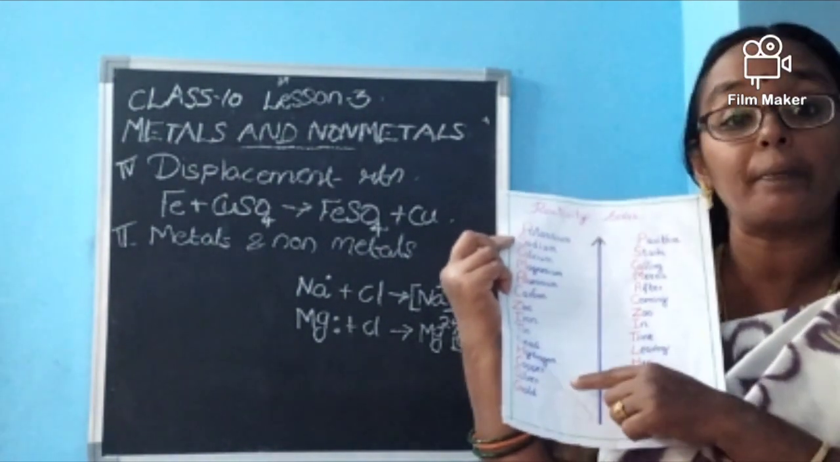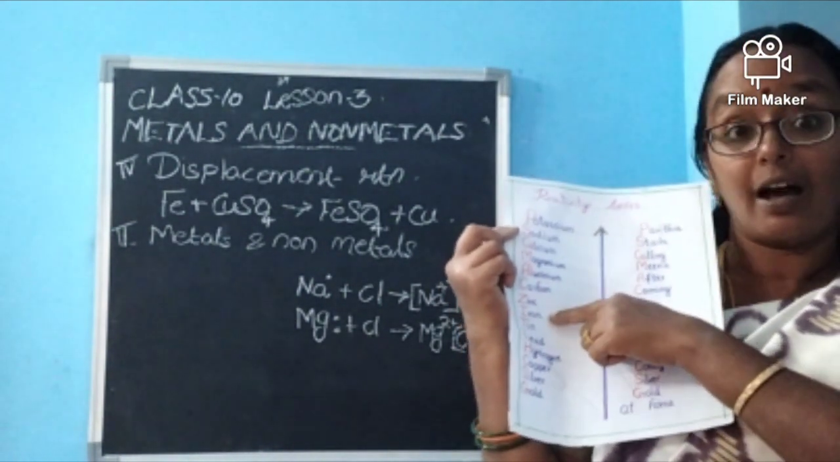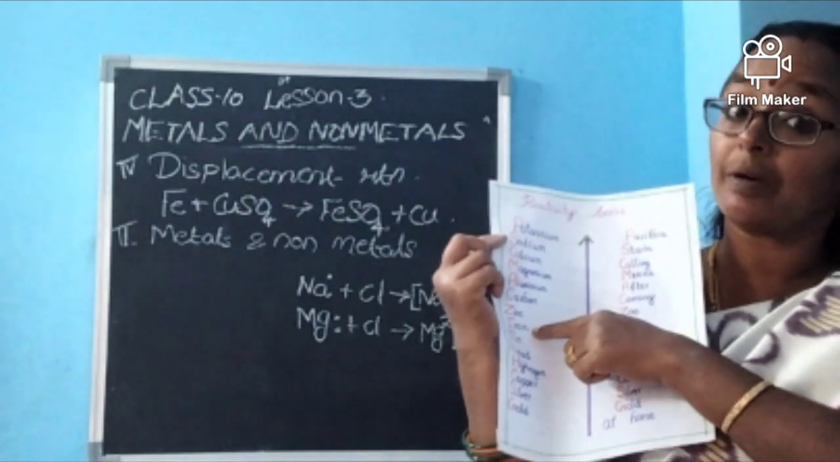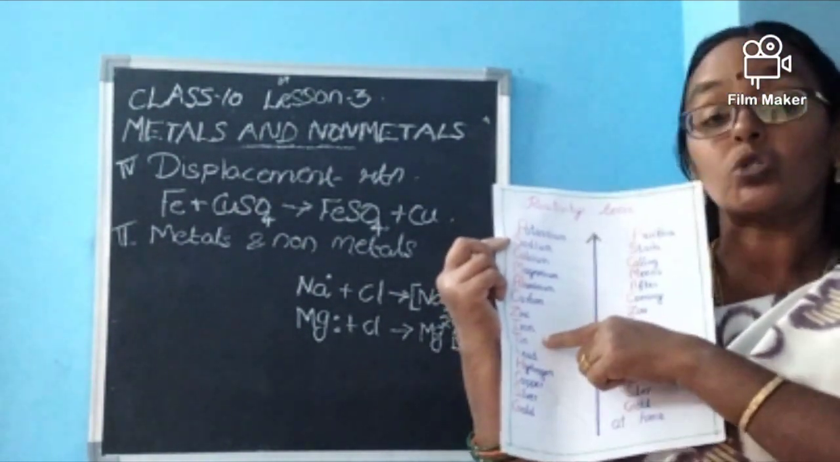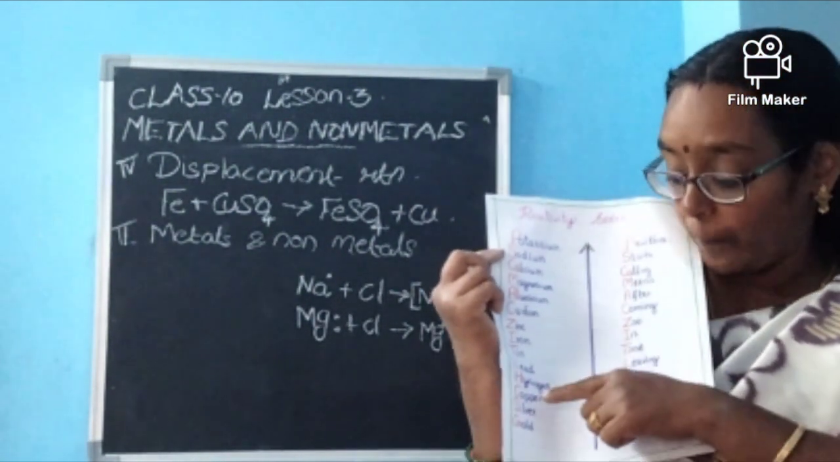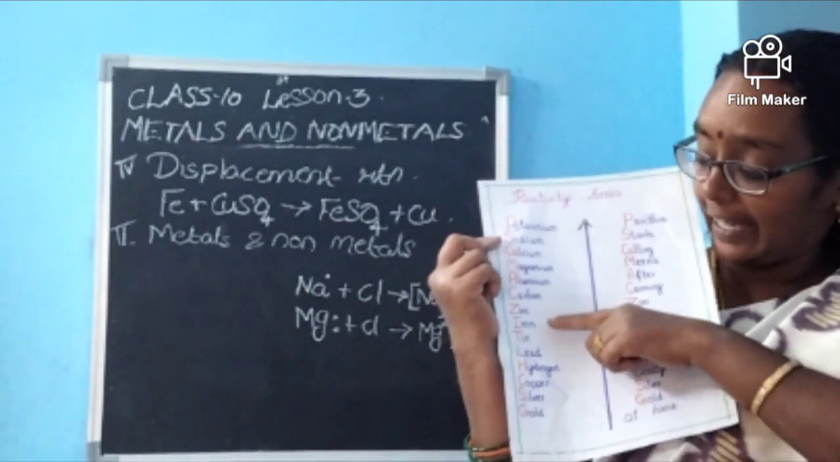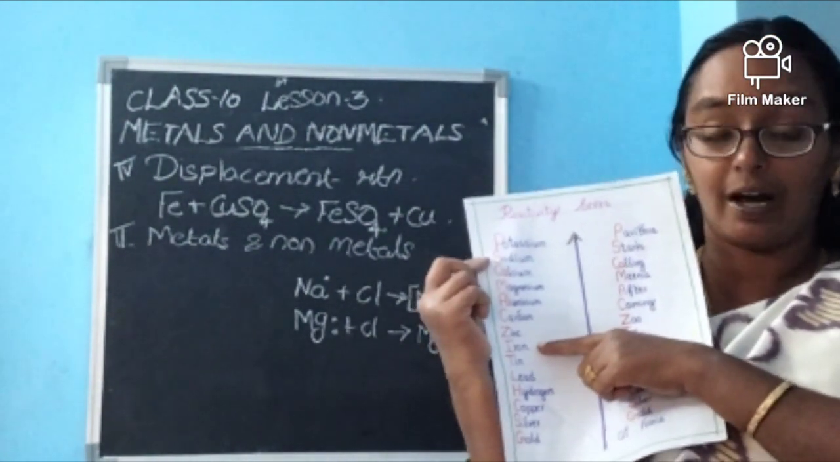So here, where is copper? Copper is here, and where is iron? Iron is here. So this iron is much higher compared to this copper, so that it is able to displace copper from the solution and it can sit in its place as iron sulfate.